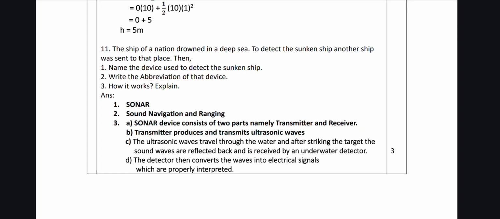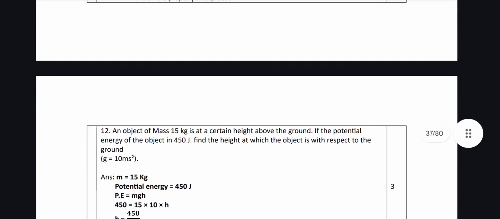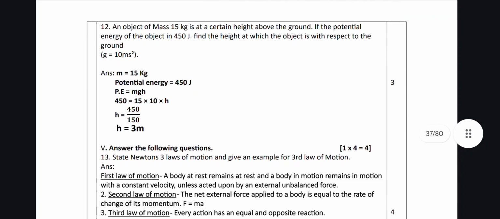Then the sound waves are reflected back. It comes back and it is received by an underwater detector. Last step, the detector then converts the waves into electrical signals which are properly interpreted. These signals are taken back and then they can get to know where the object is exactly located.